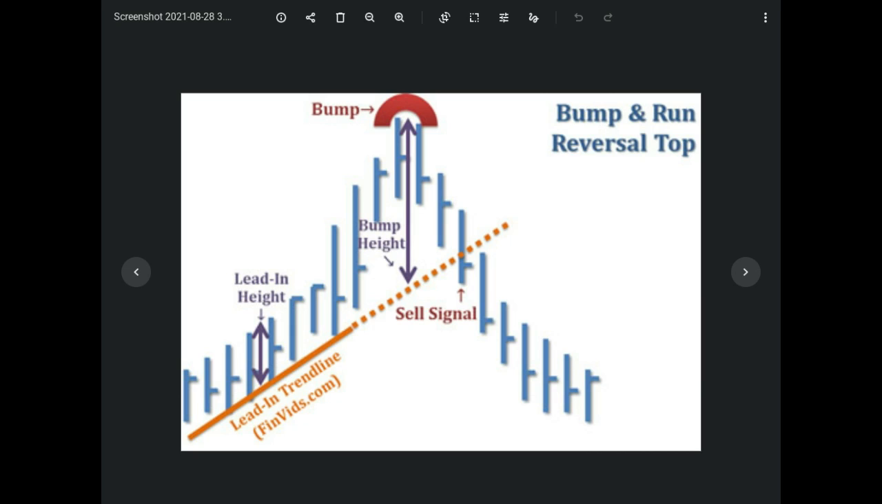Today, we're going to get back into the big book of chart patterns. We are on chart pattern 3 and 4. What you're looking at on the screen is the bump and run reversal top. This is the bump and run reversal top. Let me just see if I can blow it up.